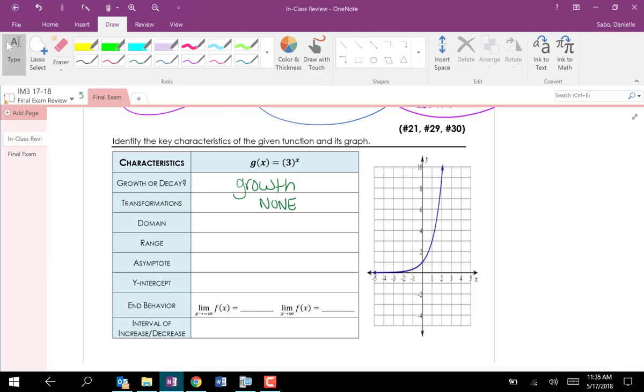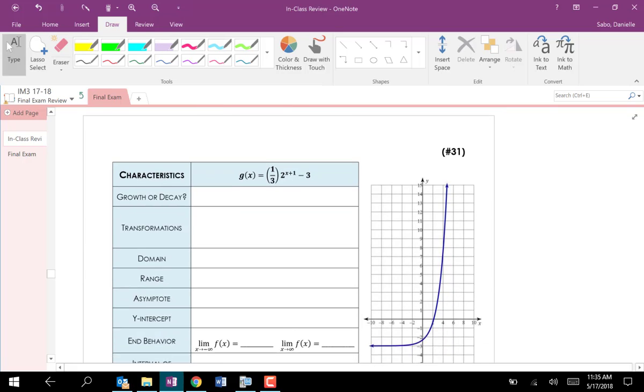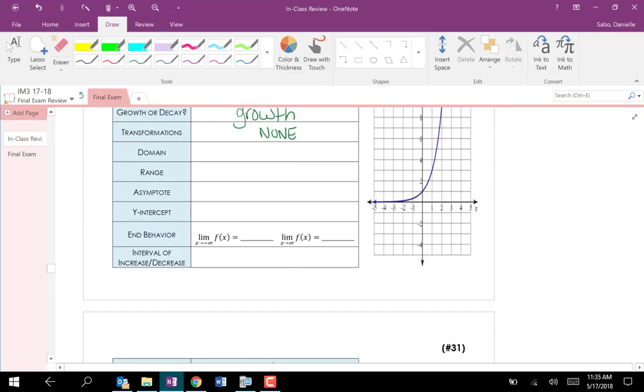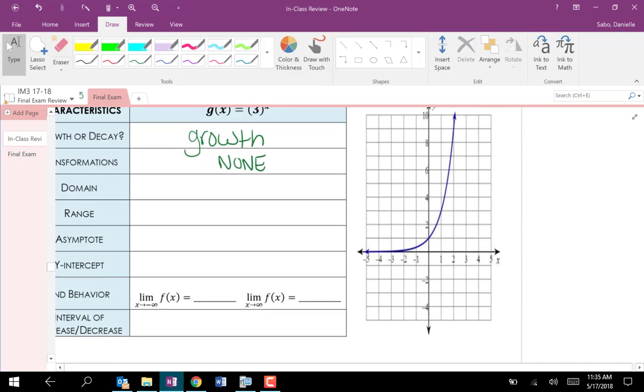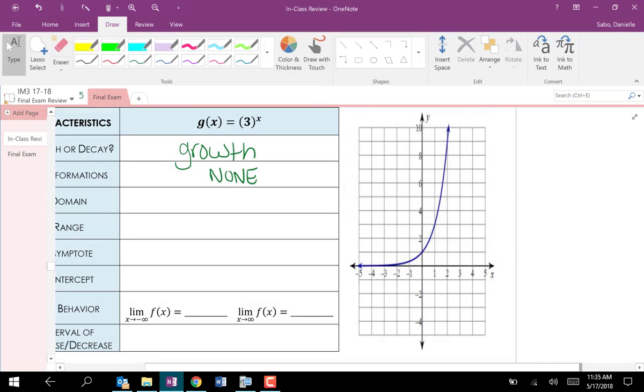Now, if there was a 3 right here, that would be stretching. A lot of people think it'd be stretching. You won't have to know that part. Usually if I ask you for transformations, there are some, but in this situation, there is none. Okay, domain. See if you remember this from way back. What'd you say? Negative infinity. Very good. So your domain in red is negative infinity to positive infinity.